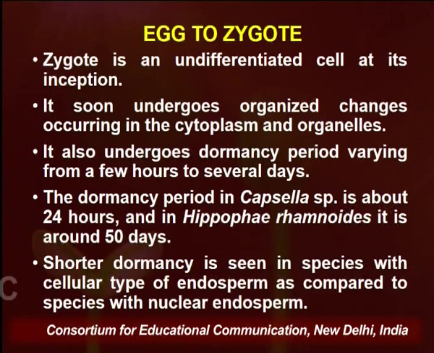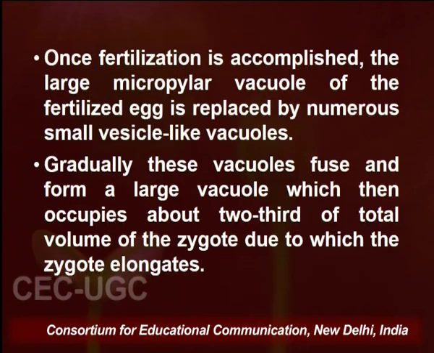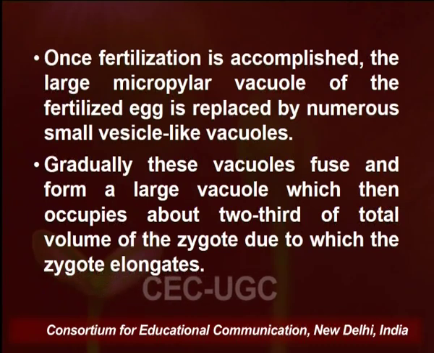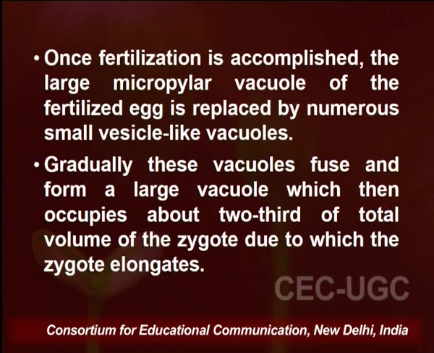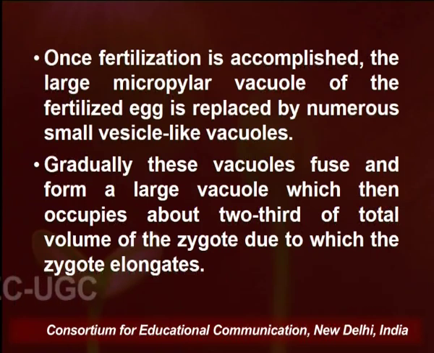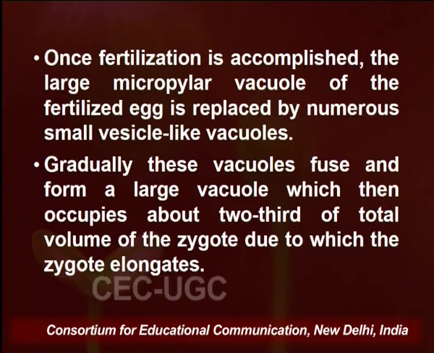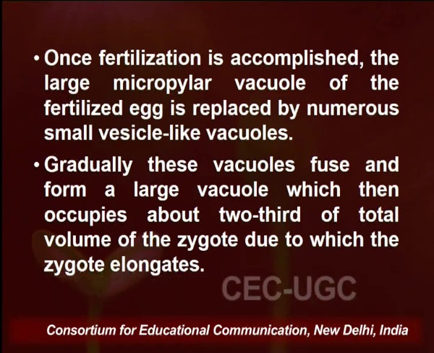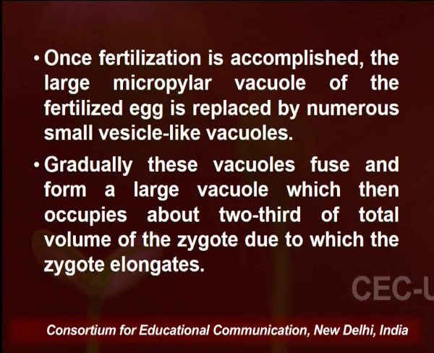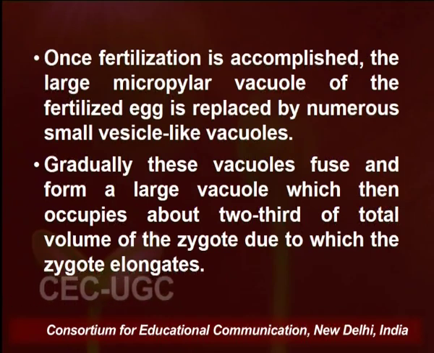Once fertilization is accomplished, the large micropylar vacuole of the fertilized egg is replaced by numerous small vesicle-like vacuoles. So, instead of one large vacuole which is present in the egg cell, in the zygote there are numerous small vesicles which are present.